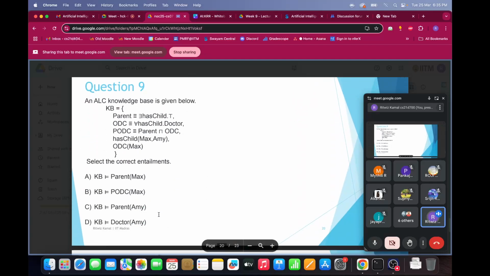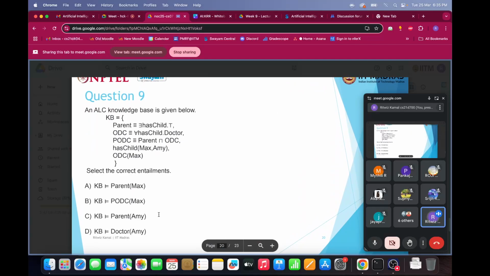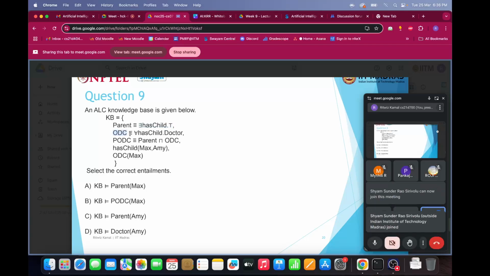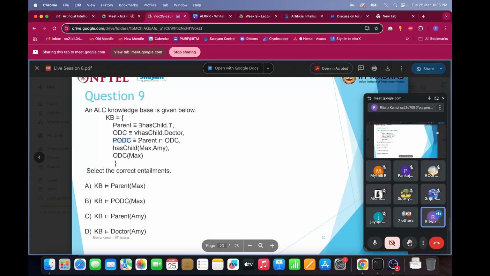Okay, coming to the next question. Here again we are given a knowledge base and we have to select the correct entailments. Okay, so let me just go over the facts in the knowledge base. The first fact is parent is equivalent to those people for whom there exists at least one child, and this is true basically. And then ODC is equivalent to all those people whose all children are doctors. Okay, so basically ODC corresponds to all doctor children. PODC is equivalent to the intersection between the set of people who are parents and whose all children are doctors, so basically parents of all doctor children. Okay, and then finally we have a fact which says that Max has a child named Amy, and then Max is basically belonging to the set of ODC, or only doctor children. So based on all these facts, we have to select the correct entailments.